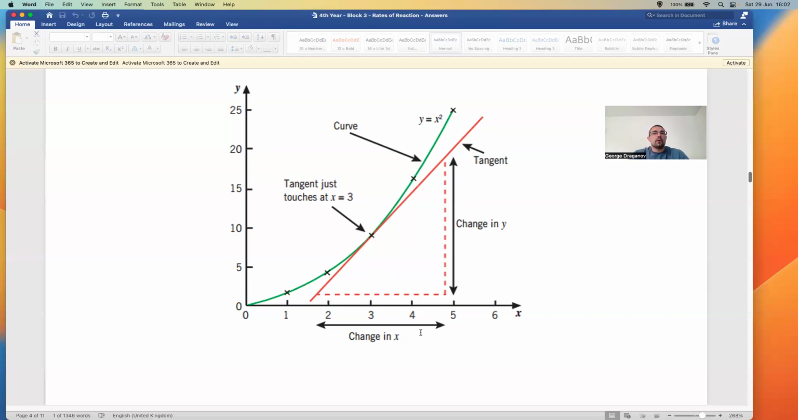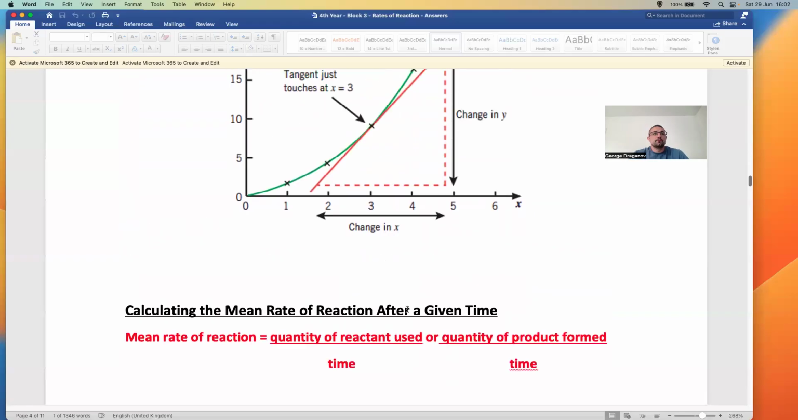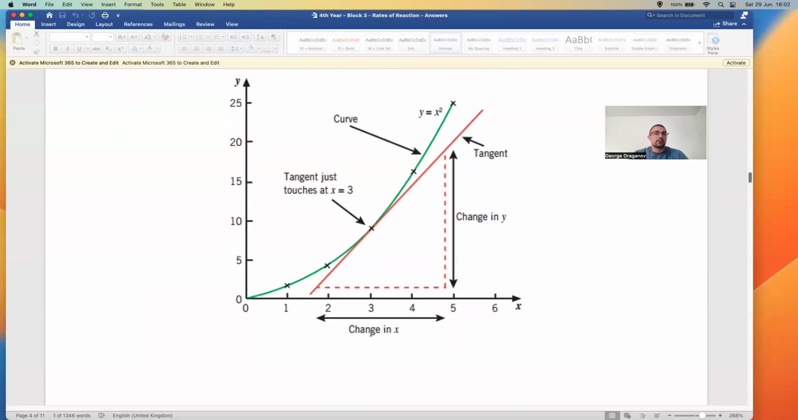Then you do y over x to find the gradient. So it'll be y over x, and that'll give you the gradient. The units will be the same as the units on the graph, so whatever the y was over the x. For example, centimeters cubed per second. Now, this is if you're finding the rate at 3 seconds.